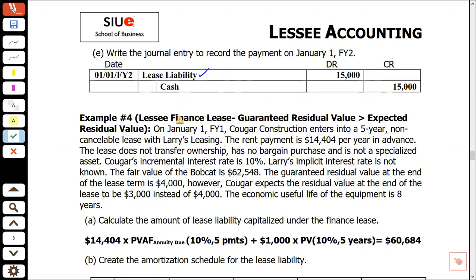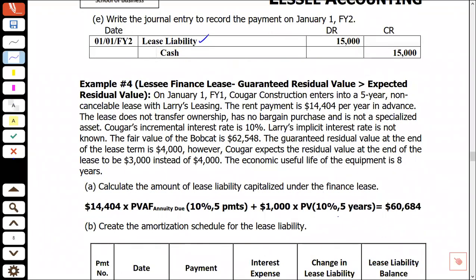I will just point out from the last one that we don't have interest payable to debit when we make the payment. It all goes to lease liability. All right, so really we're going on to example 4.